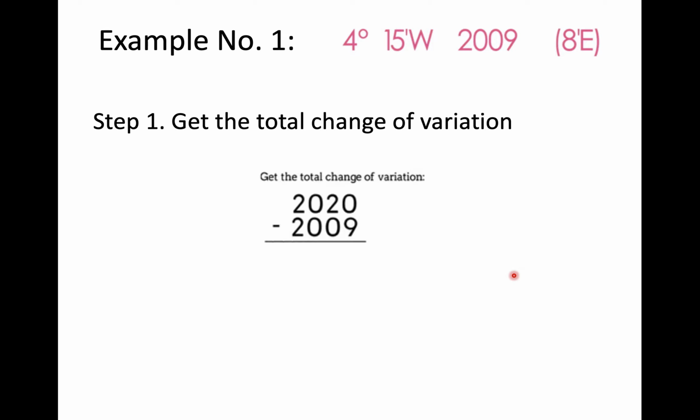Now we have here 2020. This is the current year that we have. And then the 2009 is from the given, from the variation. That was when the variation was recorded. Let's subtract it first. 2020 minus 2009. So we have 11 years. It's been 11 years since the variation was recorded. That will be our answer, 11 years.